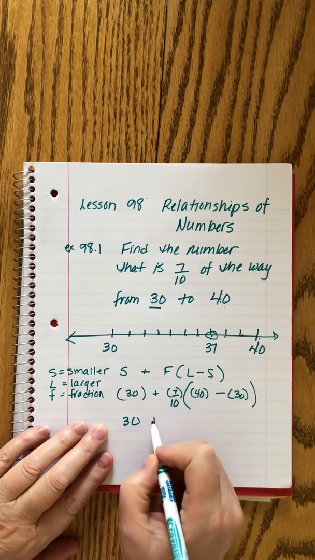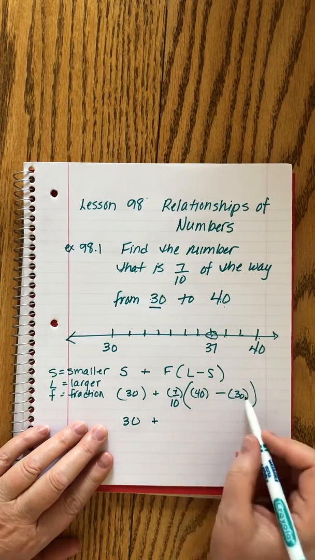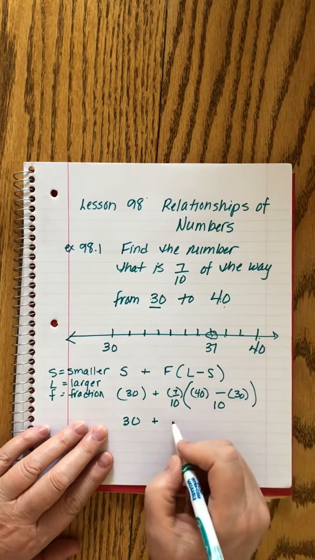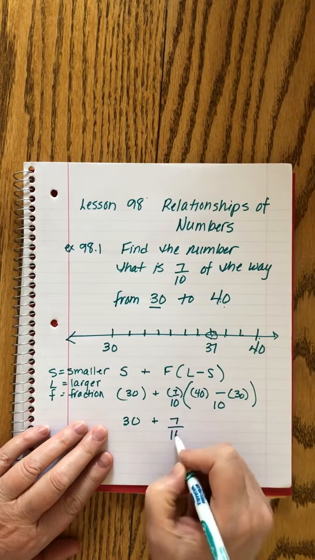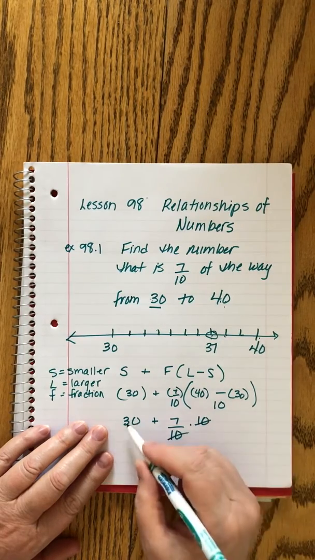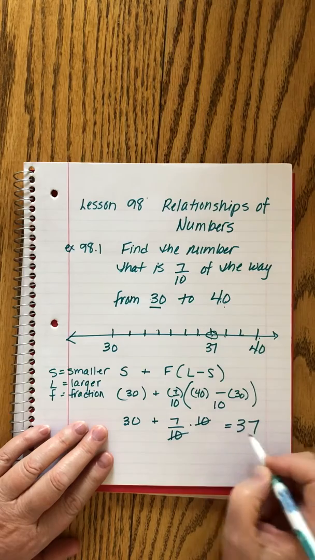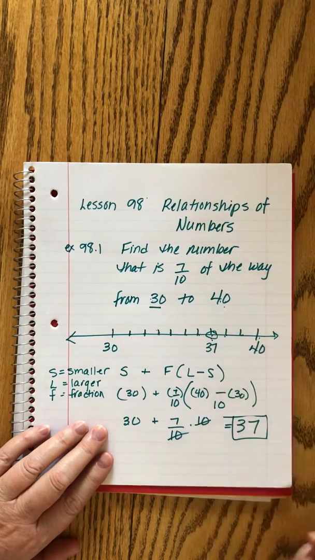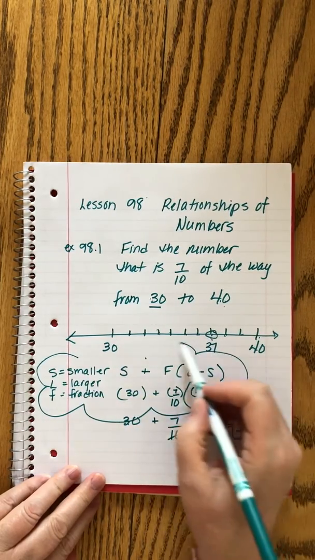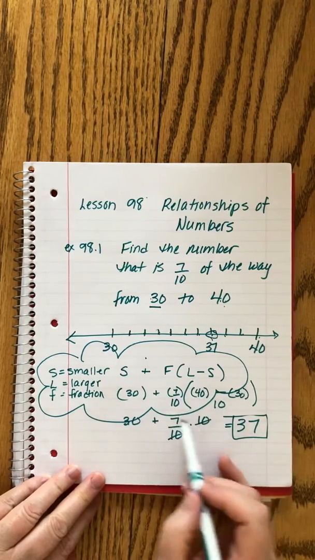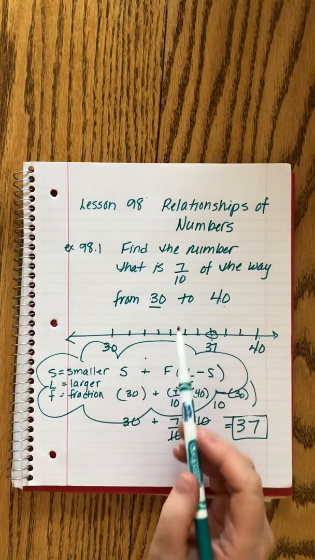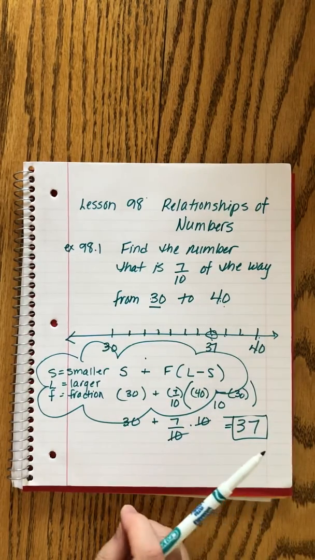30 plus this difference, because there are no variables in here, we don't have to distribute. We can actually solve this. This is 10. So 30 plus 7/10 times 10. These cancel. We get 30 plus 7 equals 37. And that's the same answer we got using the graph. So this formula will allow us to solve these kinds of problems even when the numbers are not so picture perfect. All right?